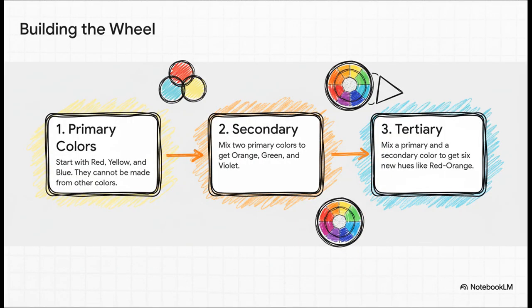And check out how easy it is to build. You just start with the three primary colors, red, yellow, and blue. You can't make these by mixing. Now mix any two of those and boom, you get the secondary colors, orange, green, and violet. Then mix a primary with a secondary color right next to it, and you get the six tertiary colors, like red-orange or blue-green. And that's it. That's your whole 12-hue color wheel.